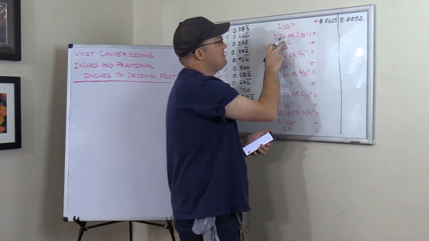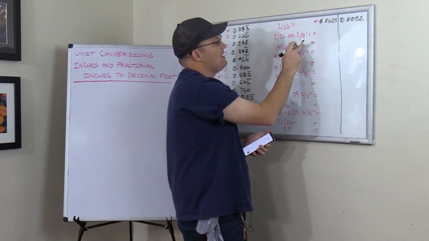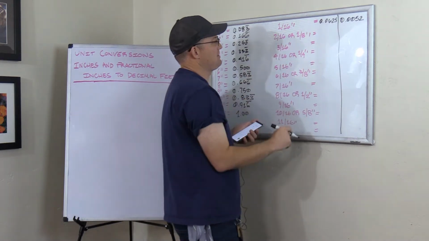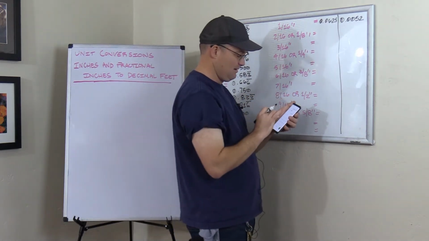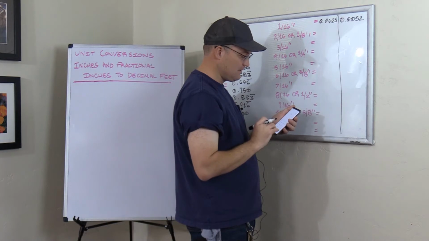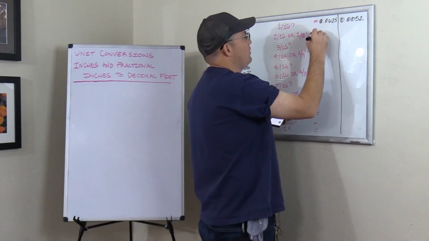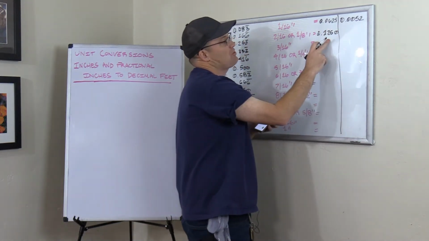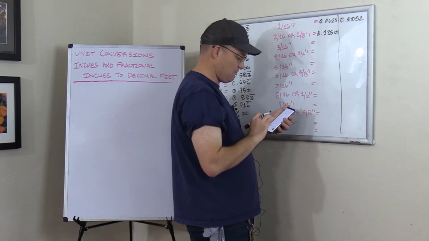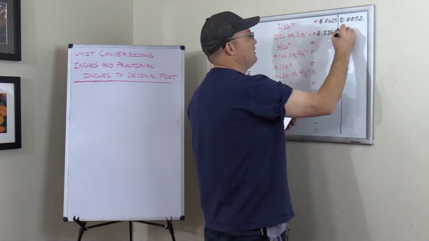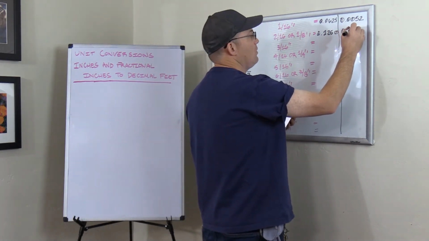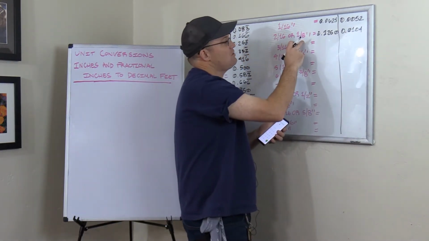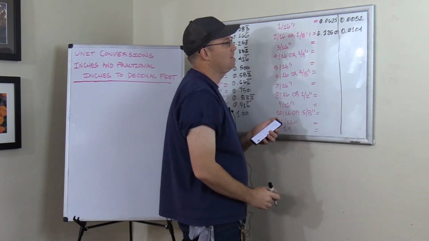Now 2/16, you can simplify that to 1/8. I learned this. My dad was very mechanical, so I memorized all these. So 2/16 is 1/8. 1 divided by 8 is 0.1250. That's portions of an inch. If we divide that number again by 12, we get decimal feet, 0.0104. So an eighth of an inch, or 2/16, is just about a hundredth.